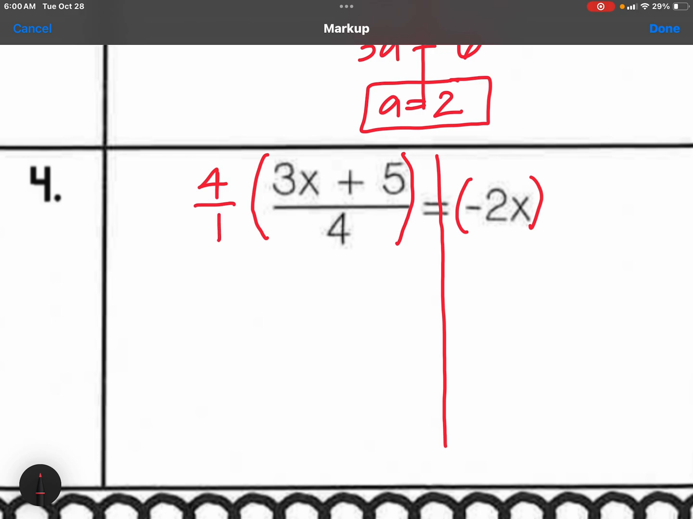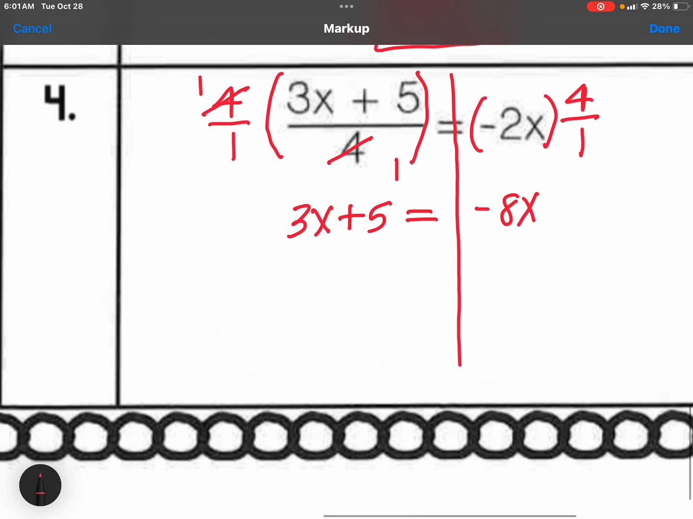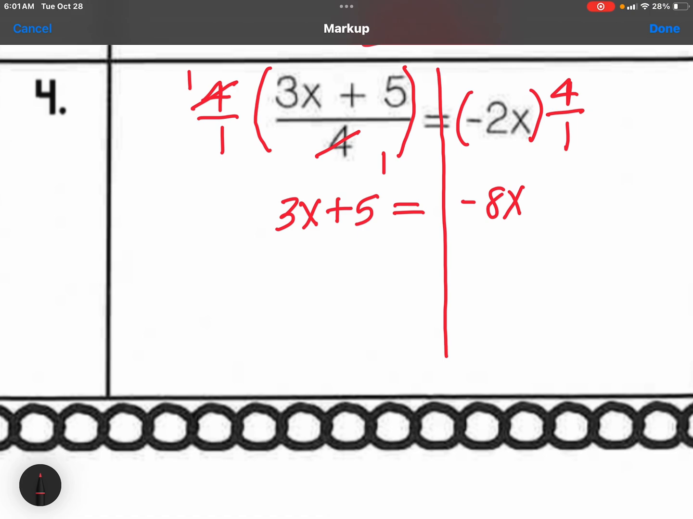I'm going to do 4 over 1 and 4 over 1. Okay, these 4s will cancel out, which becomes 1s. And I'm just left with 3x plus 5 equal to, this is negative 2x times 4, which is negative 8x over 1, which is still negative 8x. So this is my simplified problem.